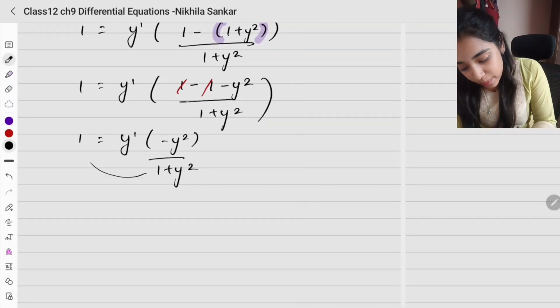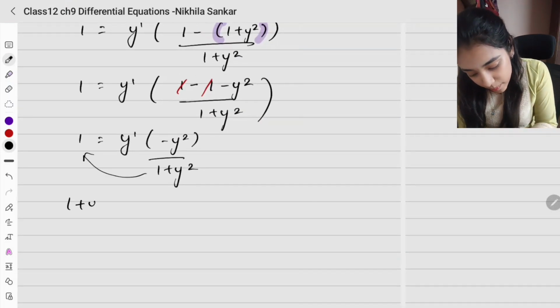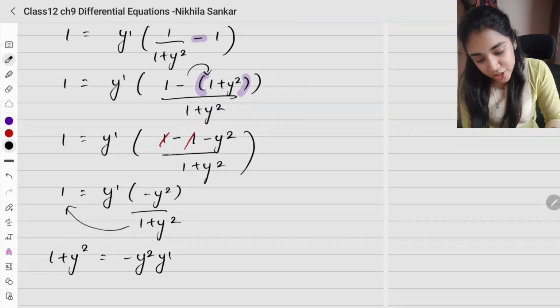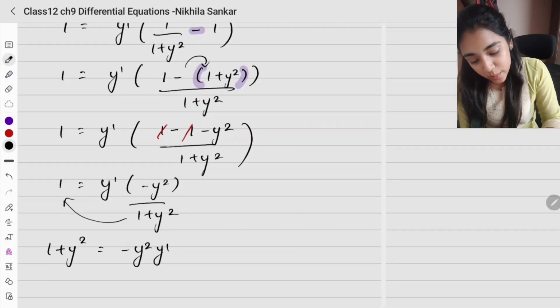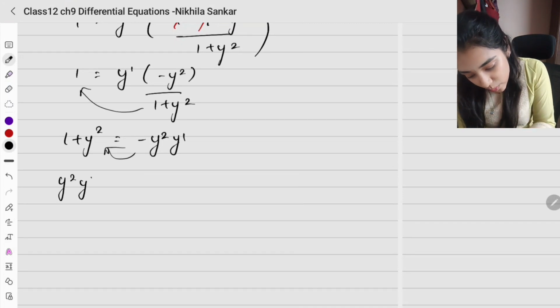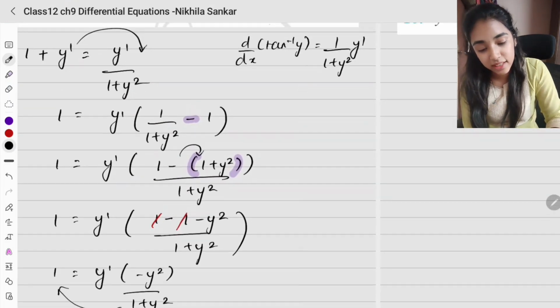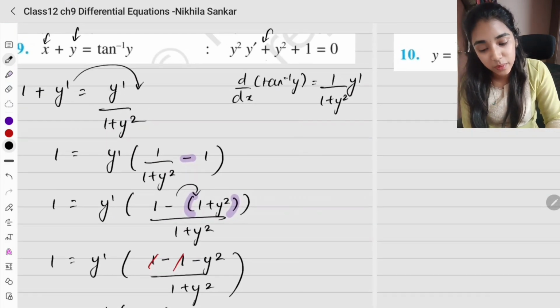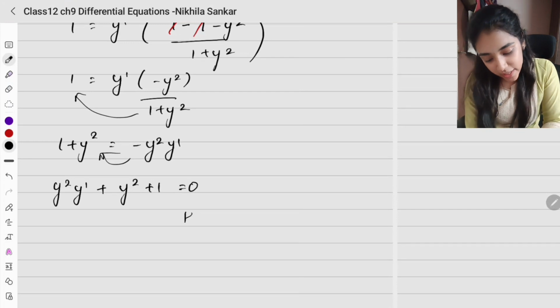Okay, now let us multiply this to the other side. So I have 1 plus y square equals minus y square y dash. What is being asked? You have y square y dash on this side, so I am bringing it to the other side. So I have y square y dash plus y square plus 1 equals 0. And I think this is what is asked: y square y dash plus y square plus 1. So hence verified.